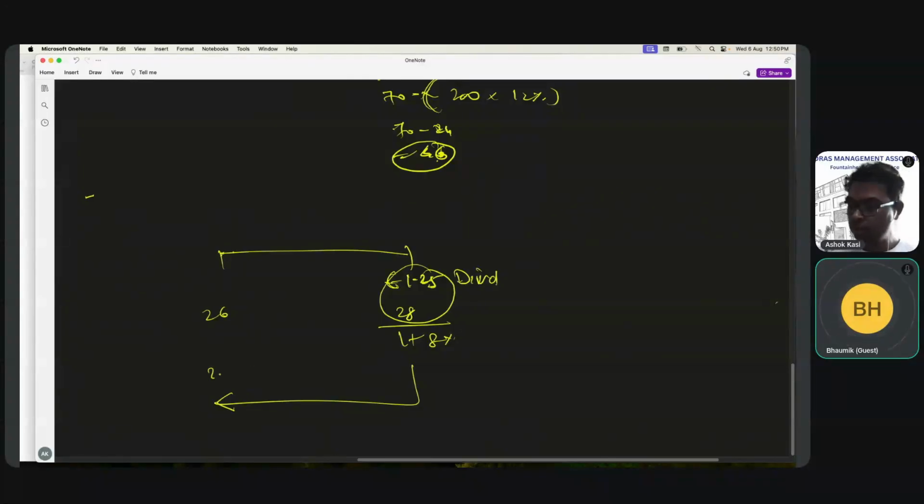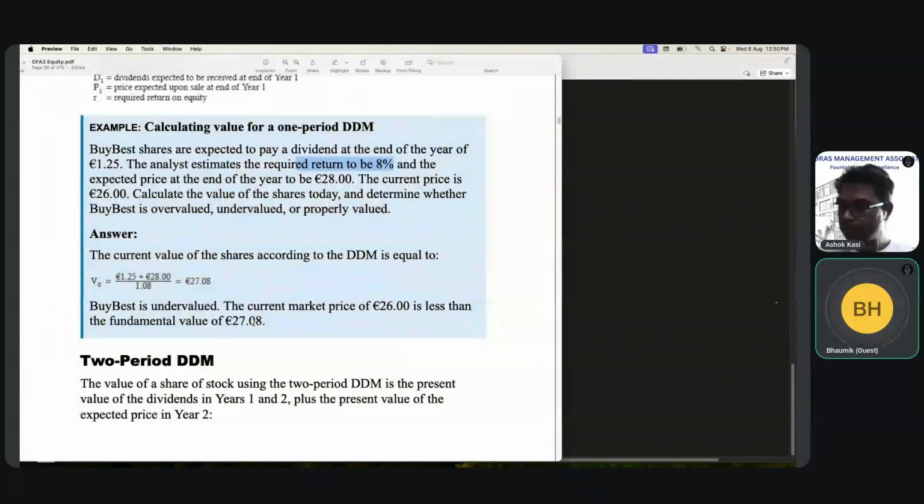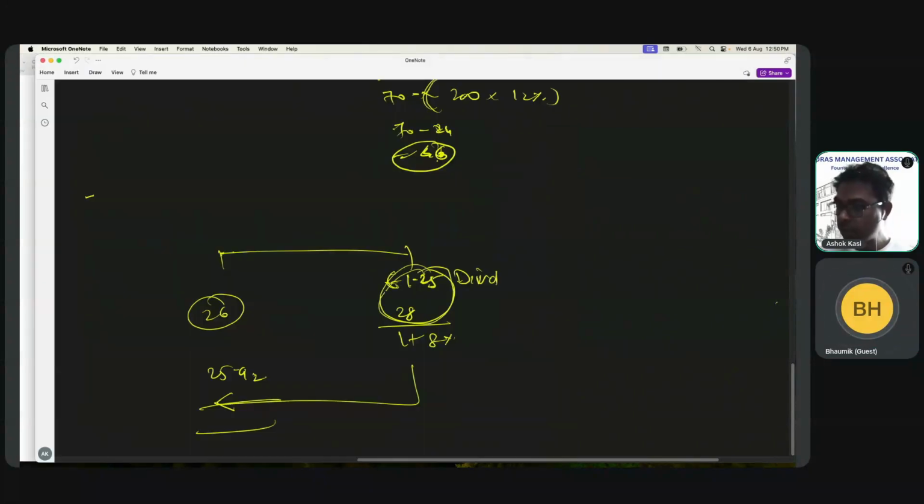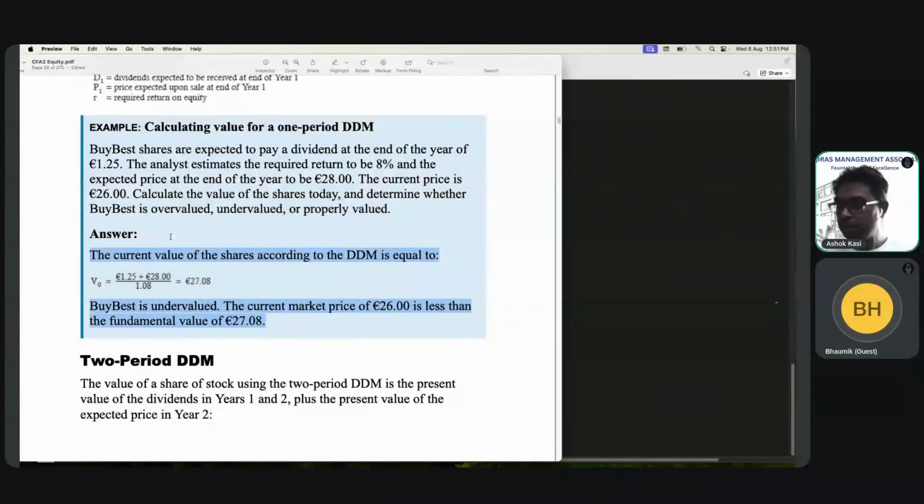25.92. So that means this is overvalued, as the price is 26. We have not added the dividend to it, sir. So you should add it, no? That's why I circled it. Okay, sorry, I did not add the dividend. So it is 27.0. So it is undervalued. It's a simple one.